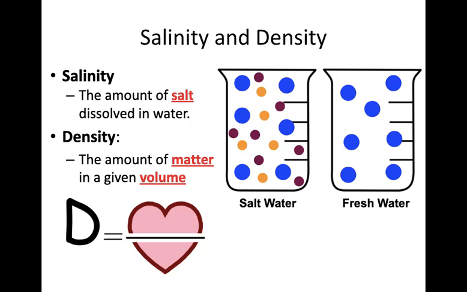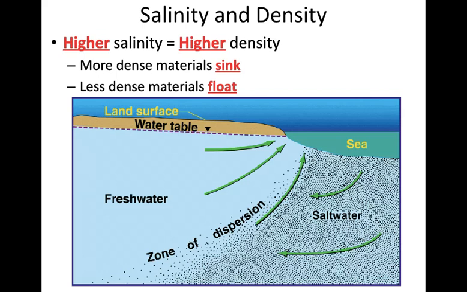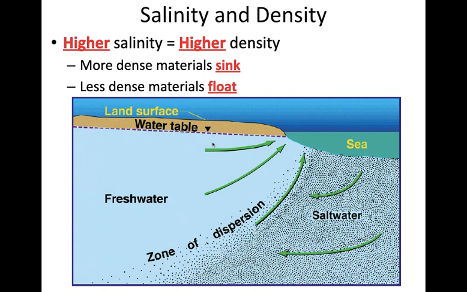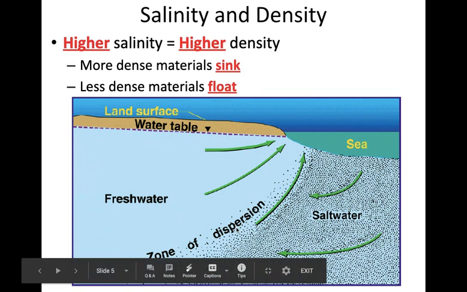This salinity, or this density, plays a big impact on ocean water. Where there is high salinity, there is higher density. And more dense materials tend to sink, while less dense materials tend to float. So if we have lots of salt water, the salt water is more dense and it will sink underneath our fresh water. So in our land surfaces at the water table, the water tends to be fresh water, but the deeper you go, the higher the salinity is.